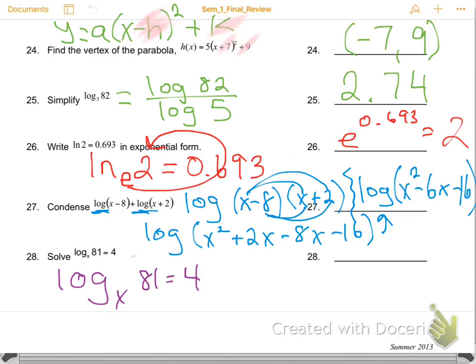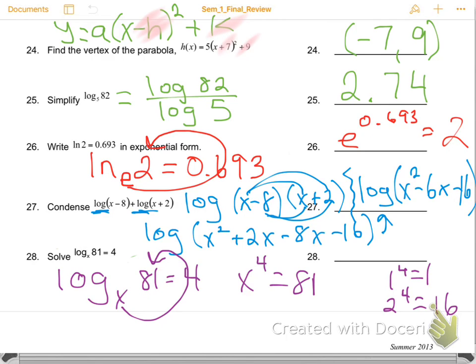When I have a log, my brain doesn't process it very well. The best way to deal with it is to rewrite it in exponential form, which is that swirly thing we talked about in class. So if I rewrite it, I would get x to the 4th power equals 81. Really, you can just try out numbers. 1 to the 4th power is 1. 2 to the 4th power is 16. That doesn't work. 3 to the 4th power is 81. So you can see that x is 3.